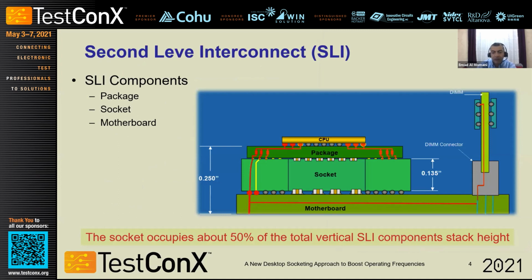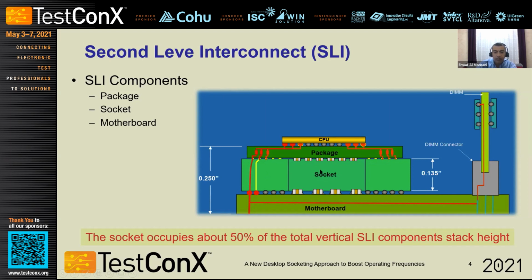This is a very high level diagram of the second level interconnect. In the middle we have the socket, and the yellow is a representation of the socket pin. This socket is a little bit high, as I mentioned, and there are some advantages to that. As you can see, the decoupling capacitors are placed within the socket pin field, and the package land side components can also be cleared by using this high socket. These are some of the challenges we will face when we move to the other technologies.